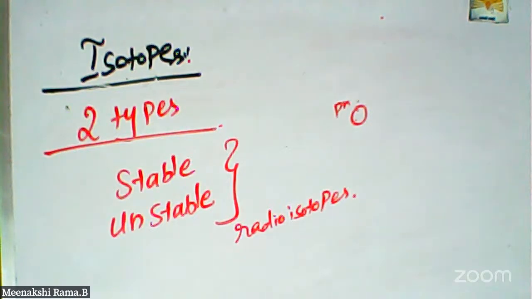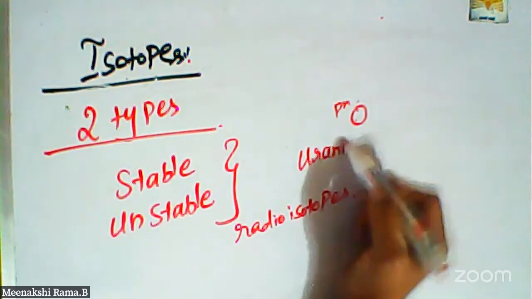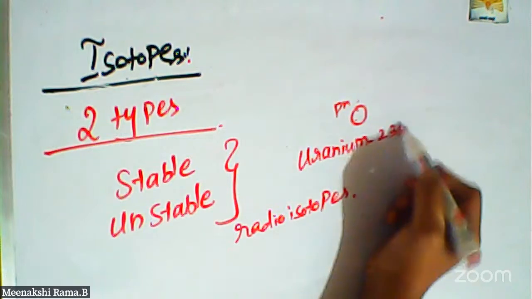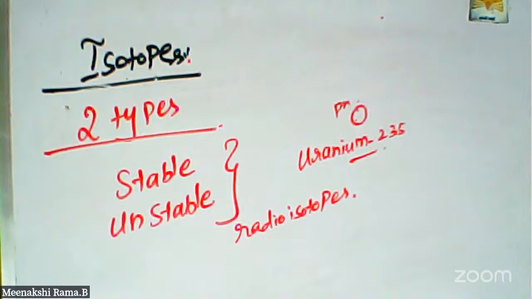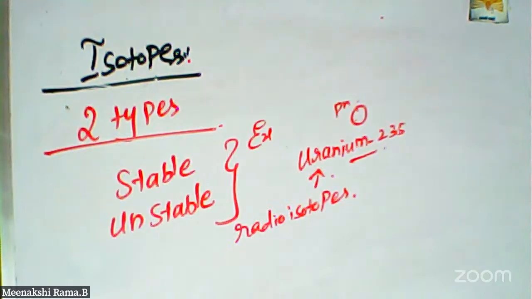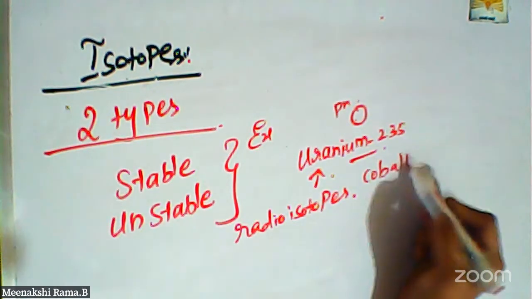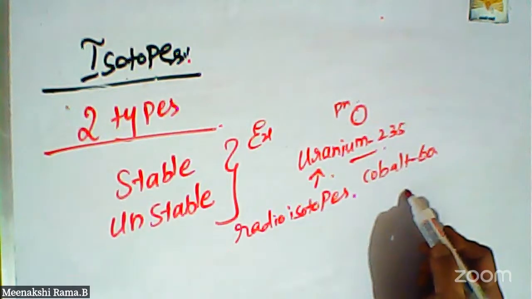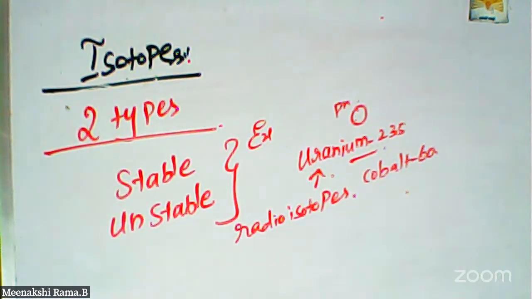So an example of a radioisotope is uranium-235. This is one of the important questions: what is an example of a radioisotope? Uranium-235, and then cobalt-60. These 2 radioisotopes are used in radiotherapy treatment.